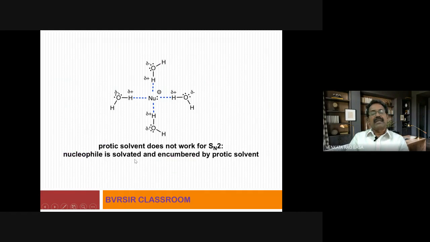Before going into that detail: polar protic solvent does not work for SN2. Why? The nucleophile is solvated and encumbered by the protic solvent. This is the nucleophile at the center. These are water molecules. They have brought about the solvation effect. So when there is a solvation effect, the nucleophile cannot go and attack the carbon atom, which is supposed to bring about this reaction, nucleophilic substitution. So that is the problem.